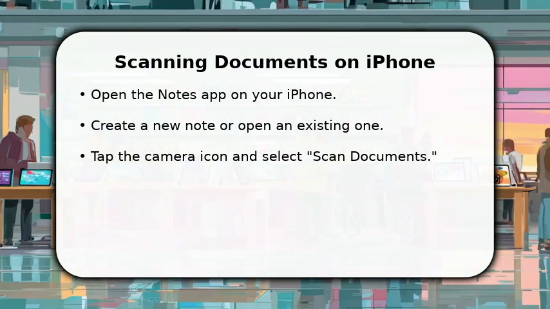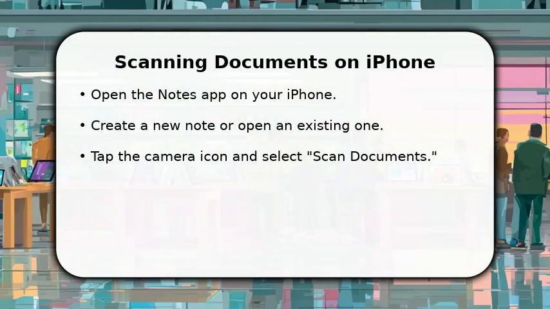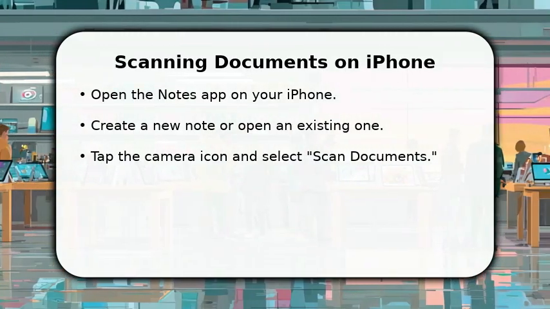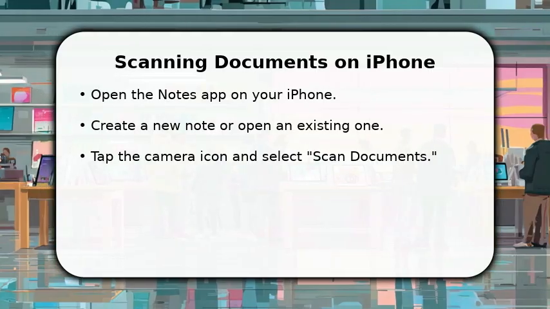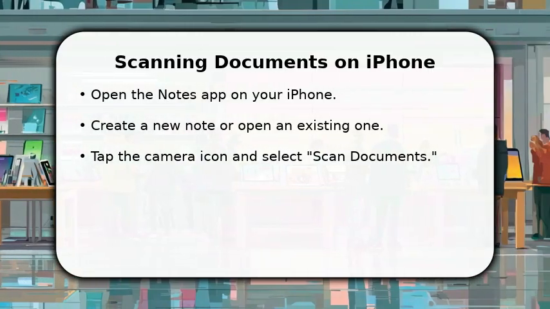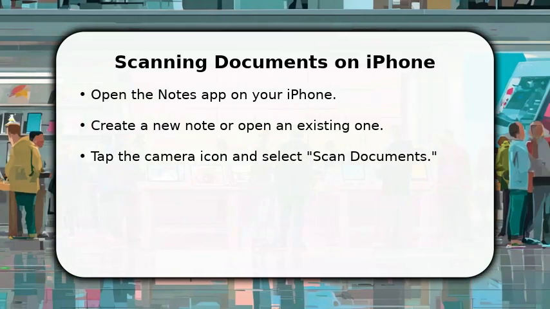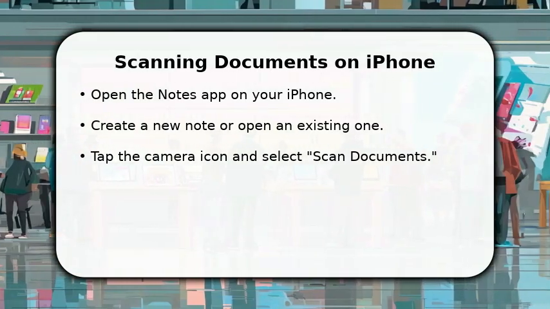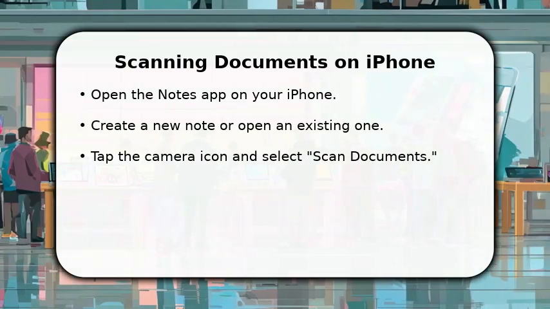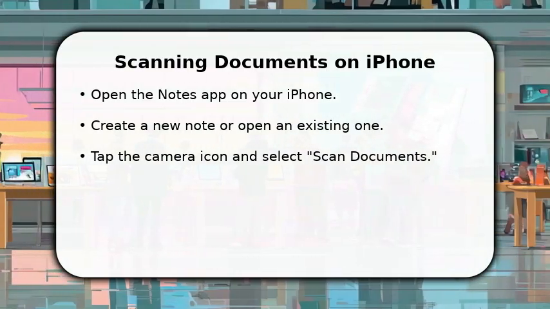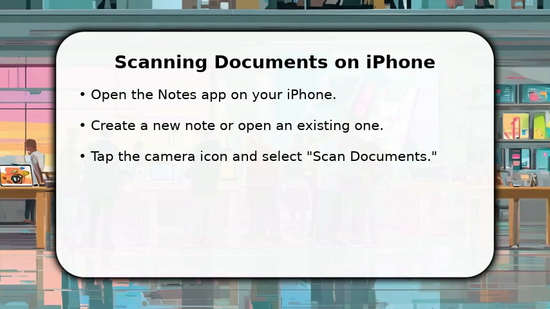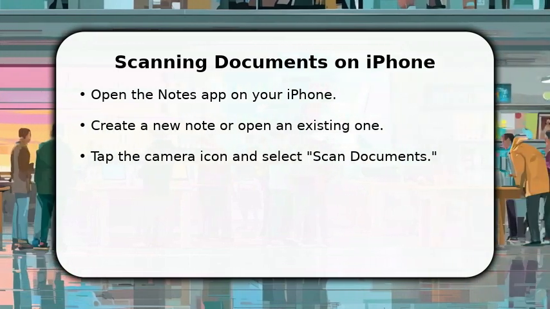First, open the Notes app, which is pre-installed on every iPhone. Once inside, you can either create a brand new note or select an existing one where you'd like to add your scan. Look for the small camera icon, usually located above the keyboard or at the bottom of the screen, and tap it. From the options that appear, choose Scan Documents to begin the process. It's a straightforward way to digitize your papers.